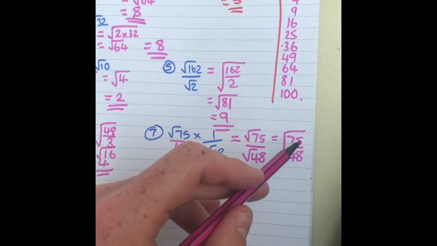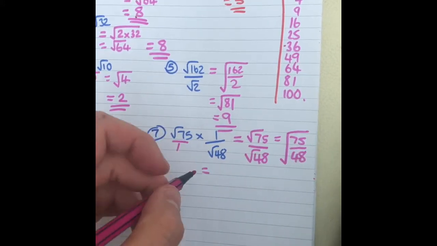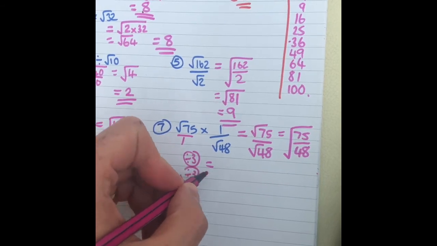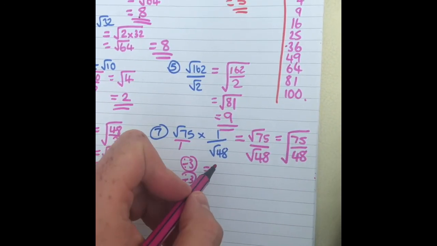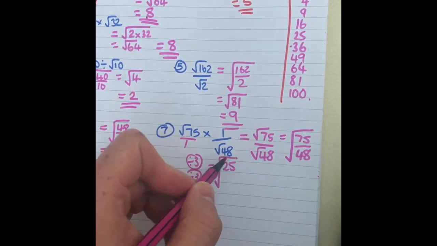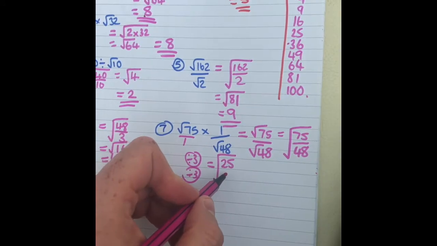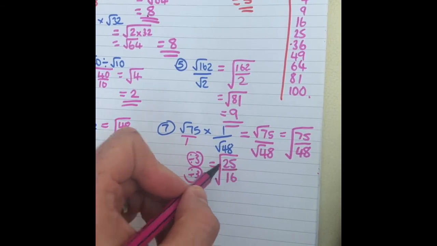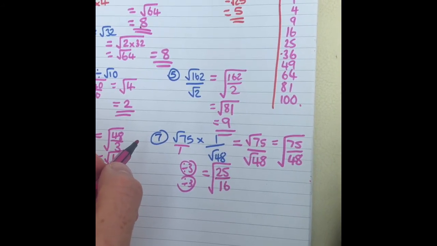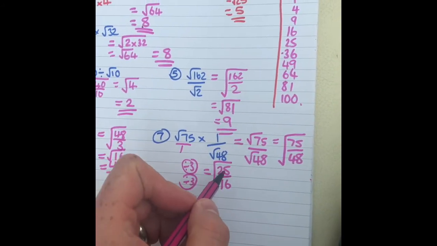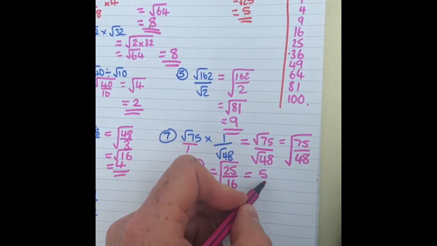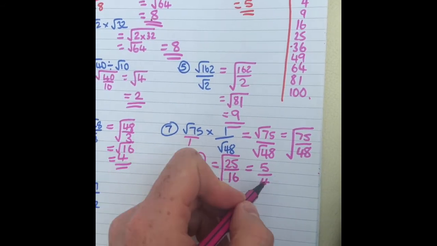Let's try and do it just using cancelling. Let's divide by 3, top and bottom, and see what we get. Well, 3 goes into 75, 25 times, and 3 goes into 48, 16 times. So it's the square root of 25 over 16. Well, we know what root 25 is, don't we? That's 5. And we know what the square root of 16 is, that's 4. So that's it, the answer, done.